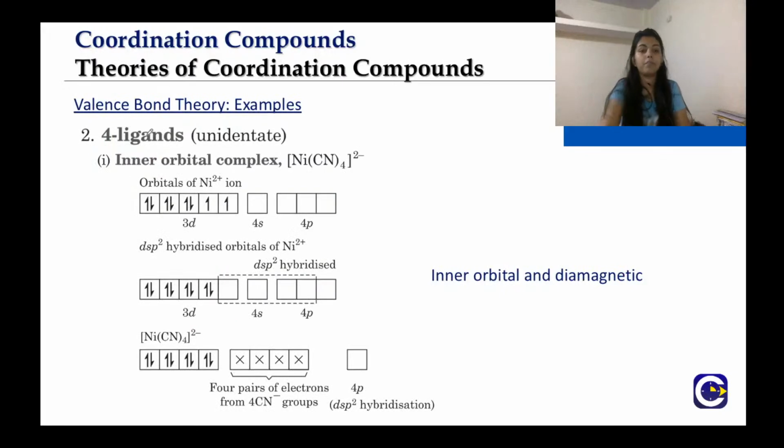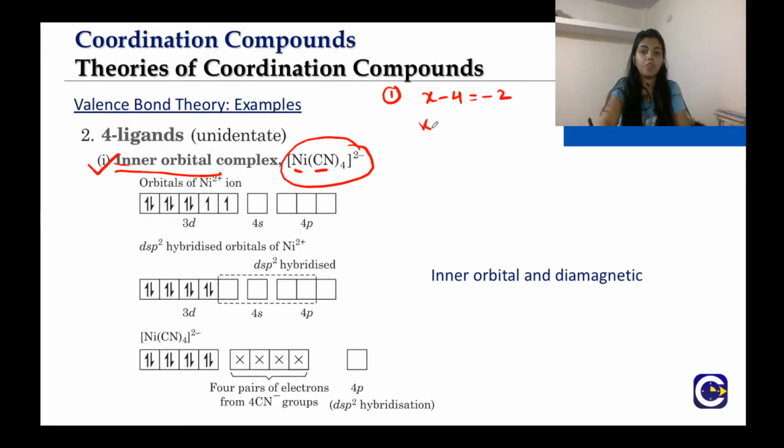Now here, first is the inner orbital complex, that is [Ni(CN)4]2-. For the time being, forget that it has been written that it is an inner orbital complex. We need to find out by ourselves whether it is an inner orbital complex or an outer orbital complex, and which type of geometry it has. So the complex name is just given. First step is finding out the oxidation state. X minus 4 equals minus 2.